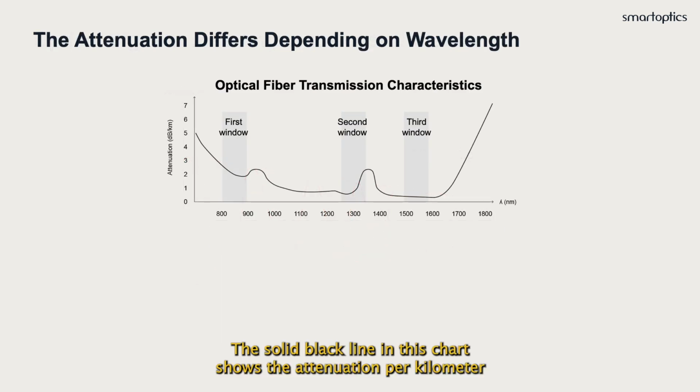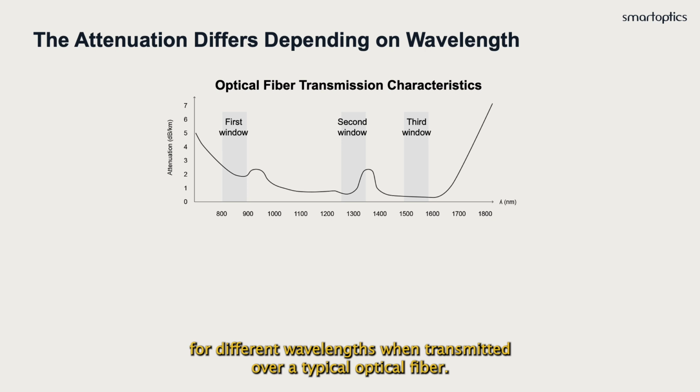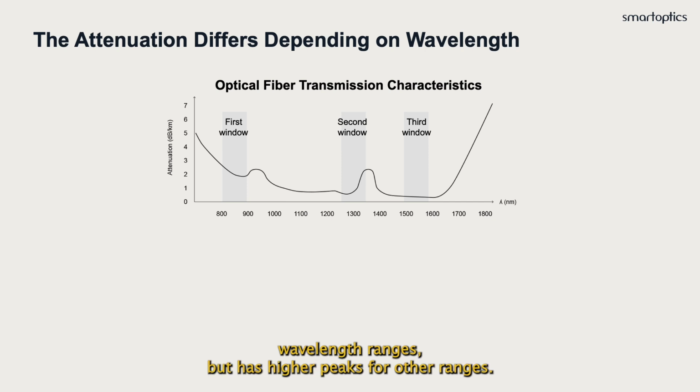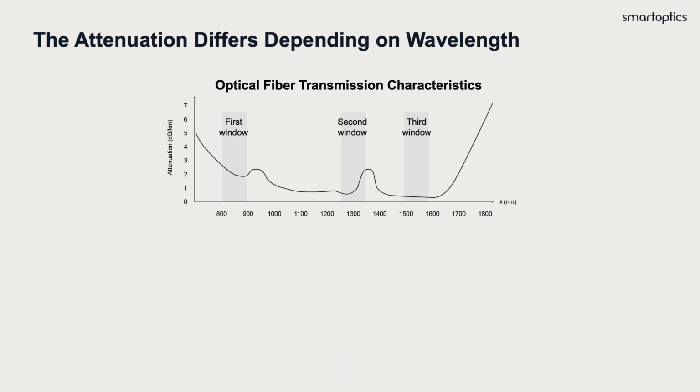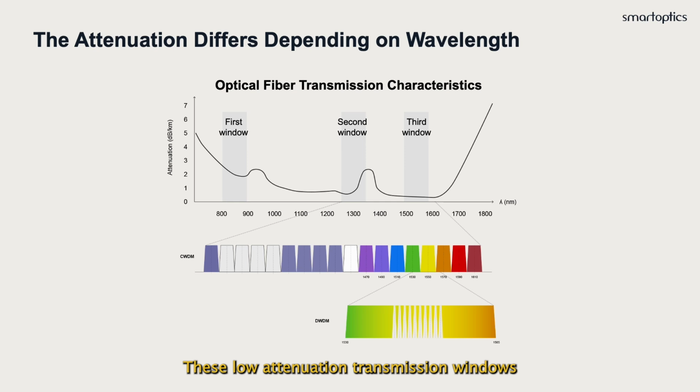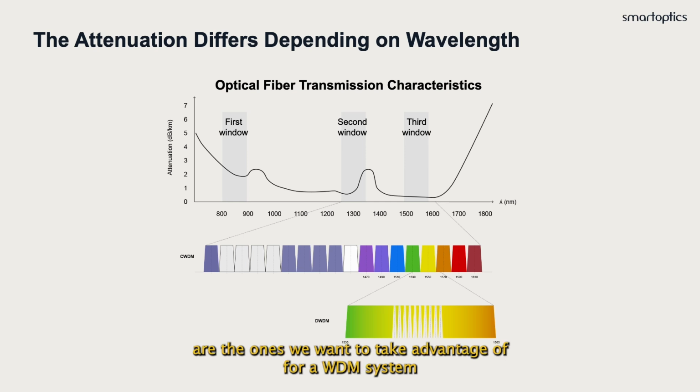The solid black line in this chart shows the attenuation per kilometer for different wavelengths when transmitted over a typical optical fiber. The attenuation curve is rather flat and low for certain wavelength ranges, but has higher peaks for other ranges. Wavelength regions with low attenuation are often referred to as the transmission windows of the optical fiber. These low attenuation transmission windows are the ones we want to take advantage of for a WDM system.